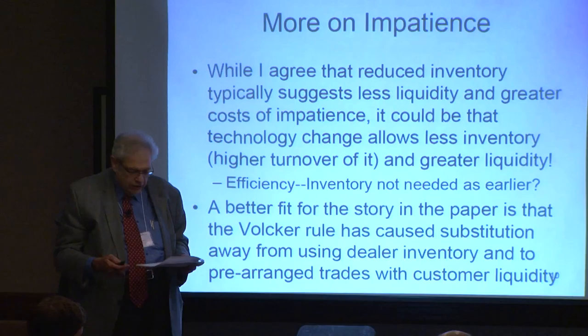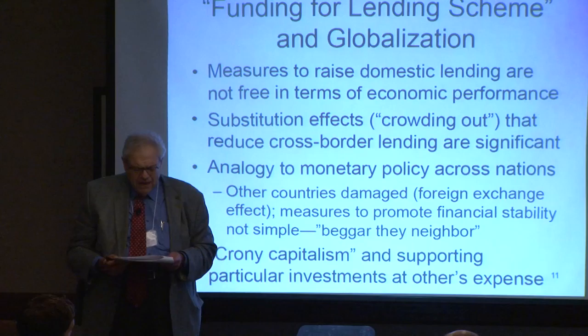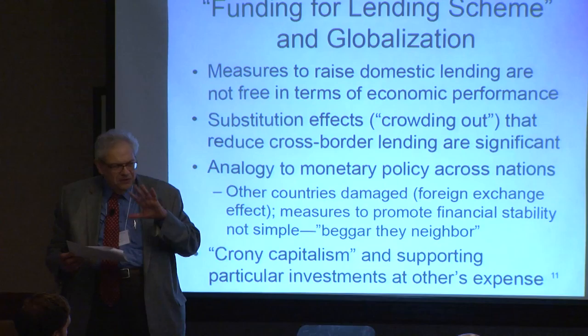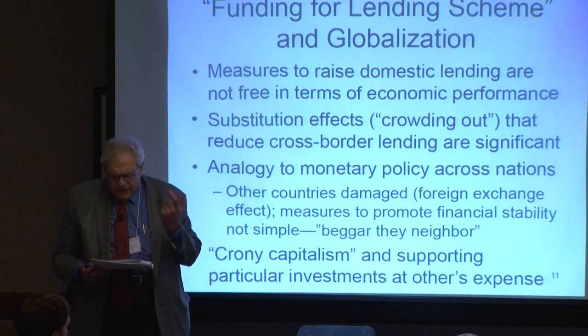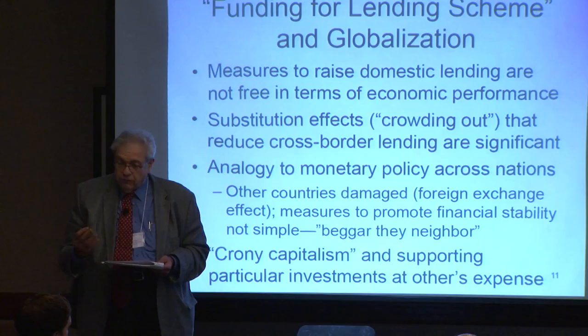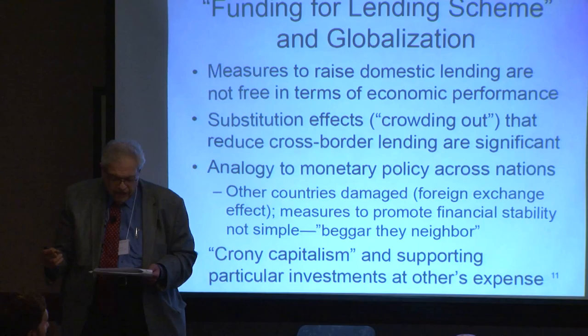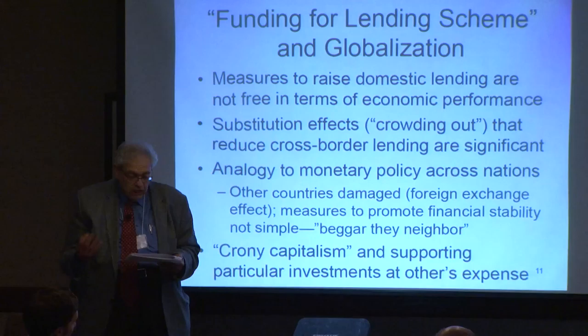So third paper. I learned a lot from this paper too. I really don't know so much about the international finance and the institutions, but it just got me thinking as well. My takeaway broadly is that measures to raise domestic lending certainly are not free of economic performance. Now that I kind of thought I understood, but one of the key reasons is the international effects. There are strong substitution effects, or what in other contexts we would call crowding out, that reduce cross-border lending, and these are very significant. Now, I had been aware of this in other contexts.